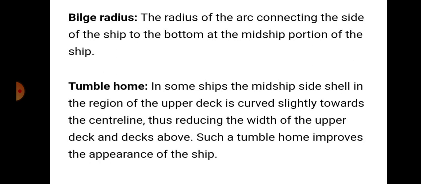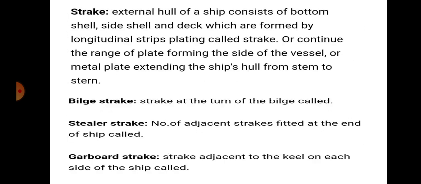Tumble home: in some ships, the midship side shell in the region of the upper deck is curved slightly towards the center line, thus reducing the width of the upper deck and decks above. Such a tumble home improves the appearance of the ship. Okay. Tumble home means in some ships, the midship side shell in the region of the upper deck is curved slightly towards the center line, thus reducing the width of the upper deck and decks above. Such tumble home improves the appearance of the ship.